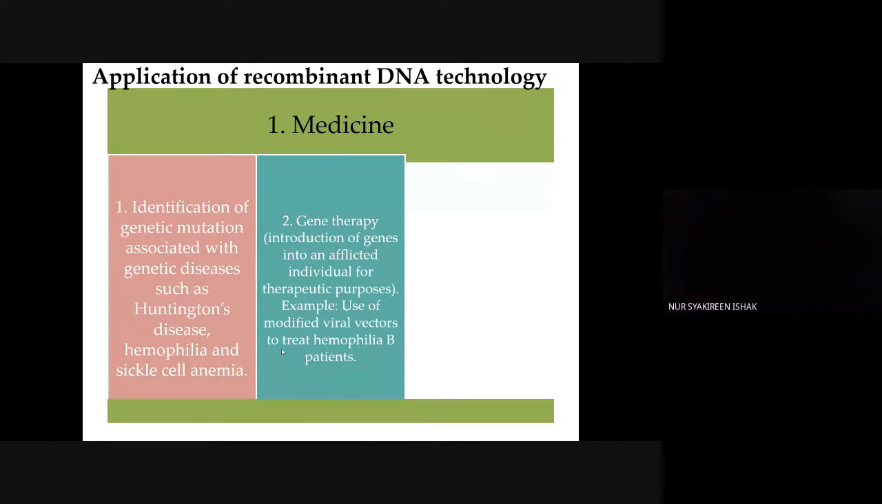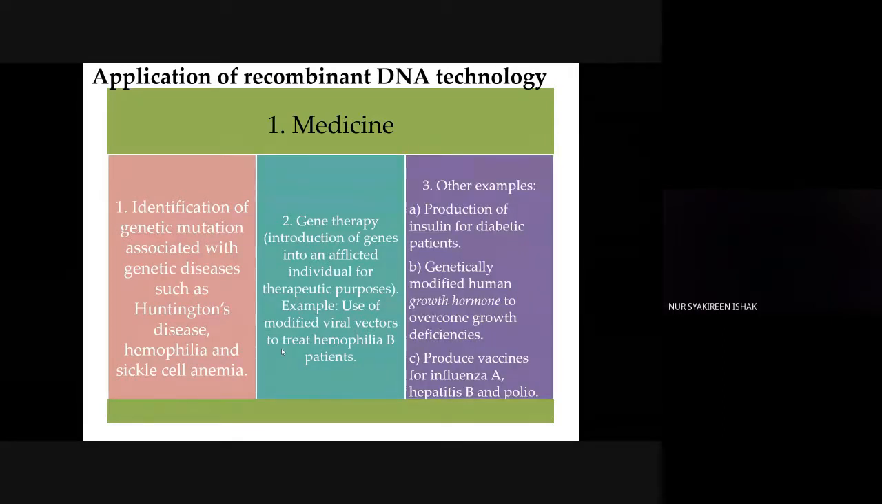So the gene yang sepatutnya menghasilkan clotting factor dimasukkan ke dalam virus. It is inserted into a virus. Virus as a vector. Vector tu sebagai vehicle lah. So you insert the gene that can produce the protein, in this case clotting factors, into the virus, and then the virus we tujukan kepada organ yang bermasalah. In this case, tak silap saya, pada liver.